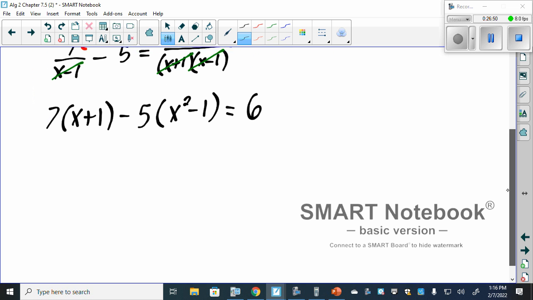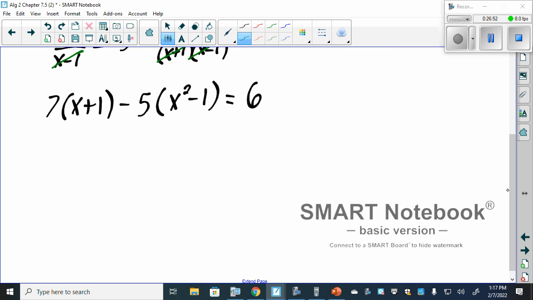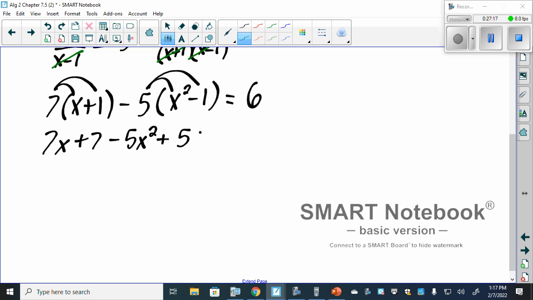Well, at this point here, we just need to distribute and get it equal to 0. So for the first one here, we can distribute the 7. Well, 7 times x is 7x. And 7 times 1 is going to give us plus 7. Minus, negative 5 times x squared would give us negative 5x squared. And negative 5 times negative 1 is going to be plus 5, is equal to 6.